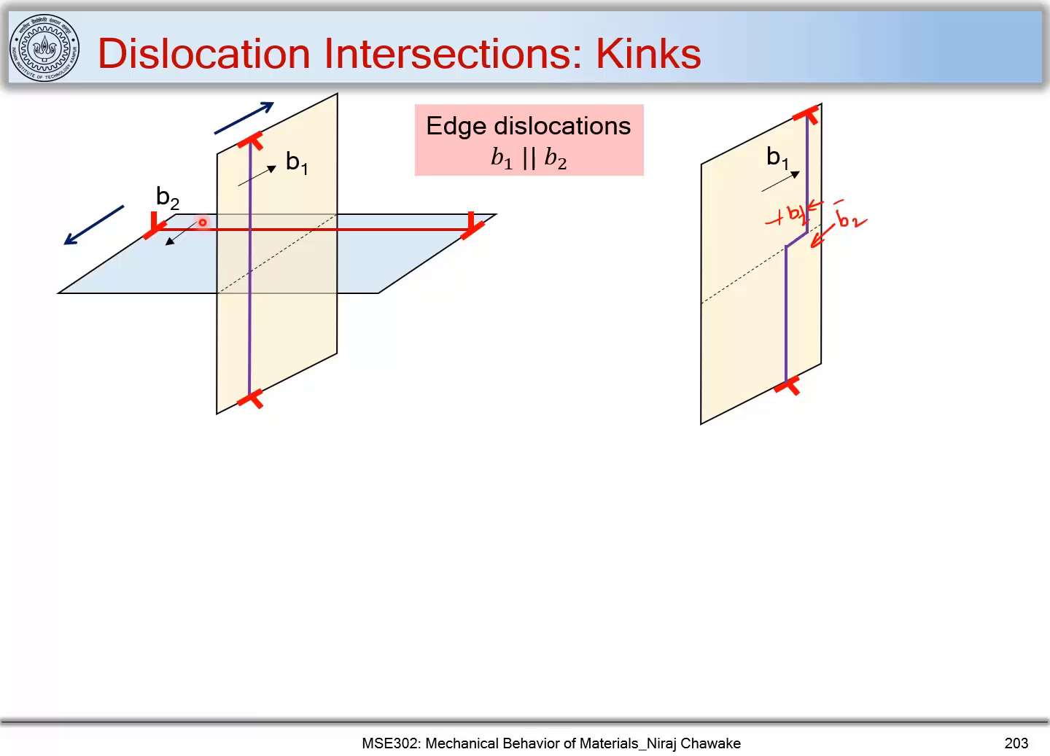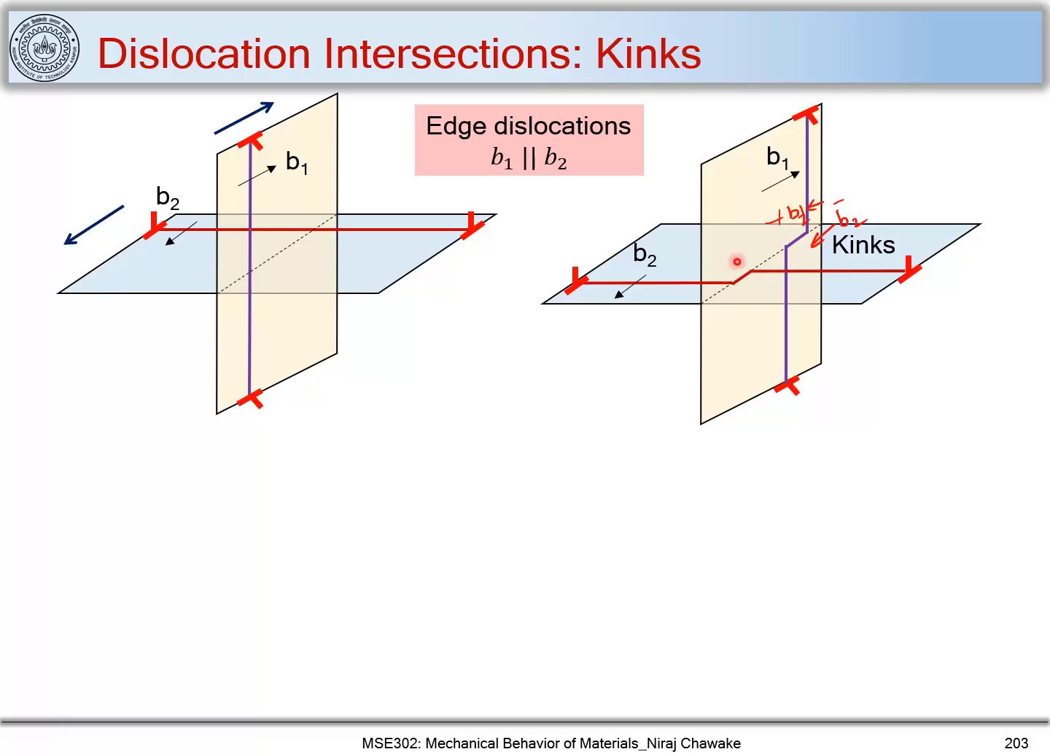And now let's look at what's the step on this B2 dislocation. So we have a step which is created on B2 which will be along the B1 direction. So this step is created along the B1 direction with a magnitude equal to B1.